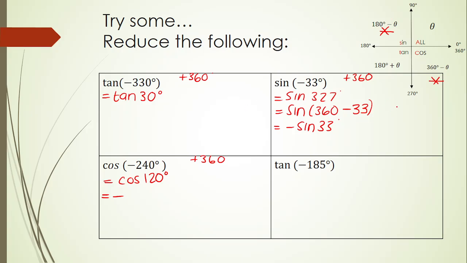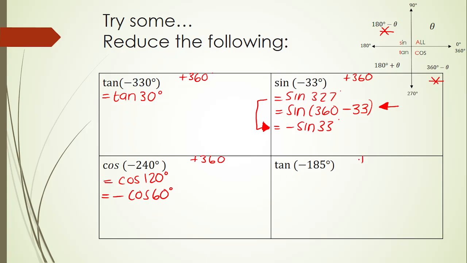Remember, you don't have to write this step the whole time. If you can already visualize it in your mind, you can go straight from moving into the positive to the answer. Okay, so what's that going to be? 180 minus 60 is 120. And that's going to be negative because that is sine's quadrant.